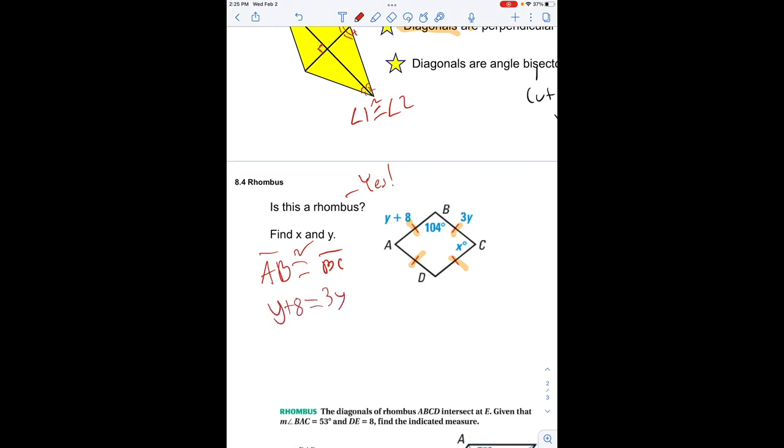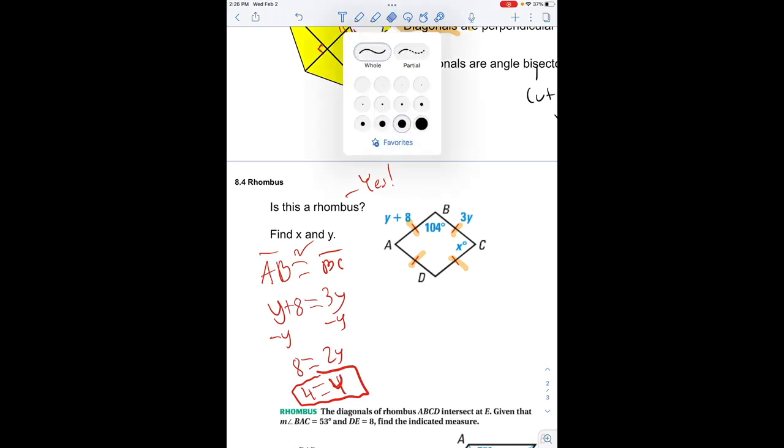y plus 8 equals 3y. I'm going to get my y's together and get an answer of 4 equals 4y. So y equals 4.